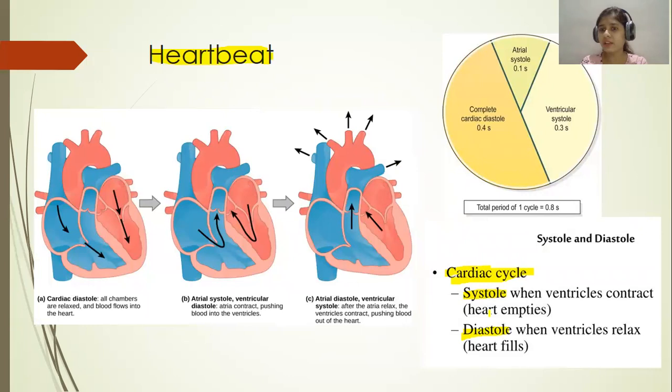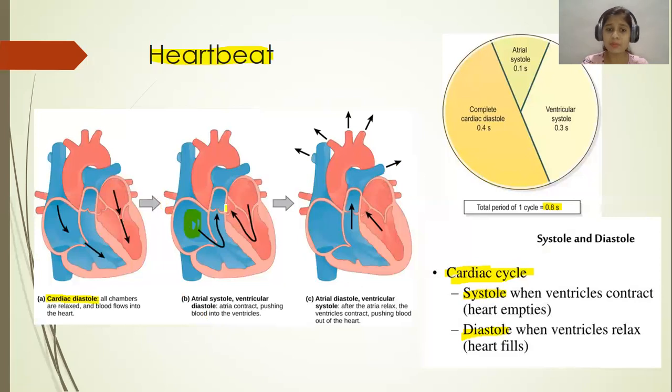This cardiac cycle lasts for a total of 0.8 seconds. So let's see how this happens. In the beginning of the heartbeat, all the chambers, that is the atria and the ventricles, are completely relaxed. This is also known as cardiac diastole or joint diastole, where the whole heart is completely relaxed. When the heart is in cardiac diastole, the blood from the superior and inferior vena cava is filling the atrium.